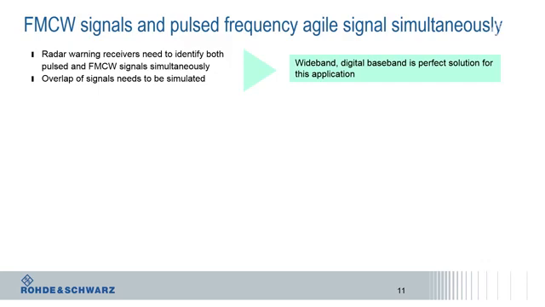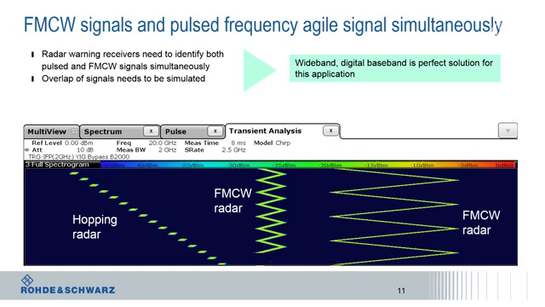In addition, overlapping signals can be simulated. And here is another example for this. On the left-hand side, we see a hopping radar, which is doing a frequency hop from pulse to pulse. In the middle, there's an FMCW radar, and on the right-hand side, there's another FMCW radar. So all these signals can be produced with a wideband baseband hardware and a single RF chain in the SMW200A.